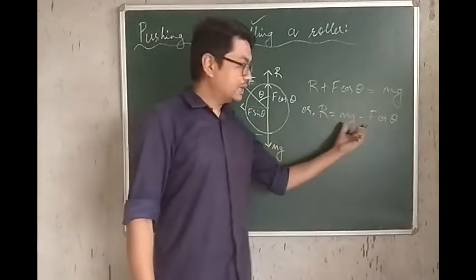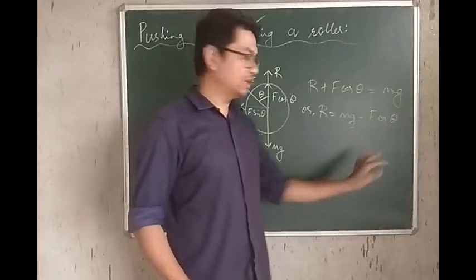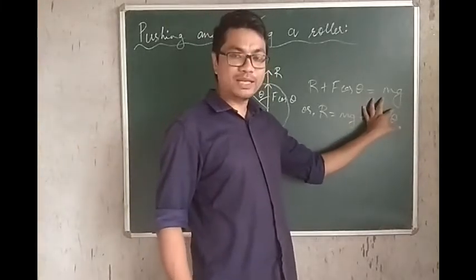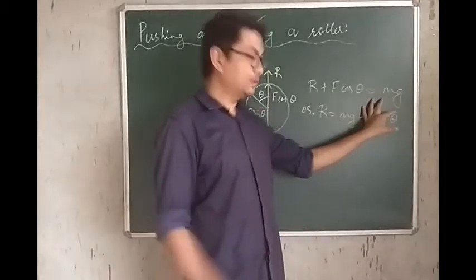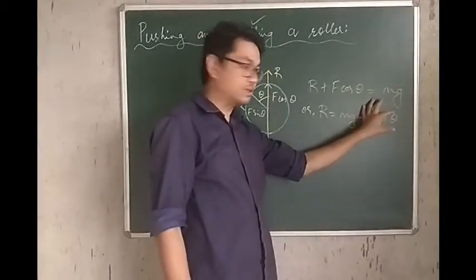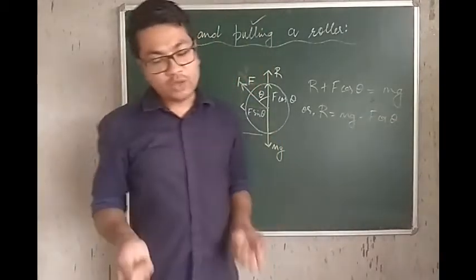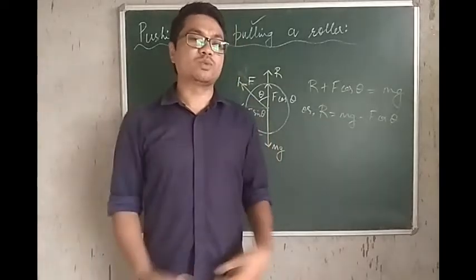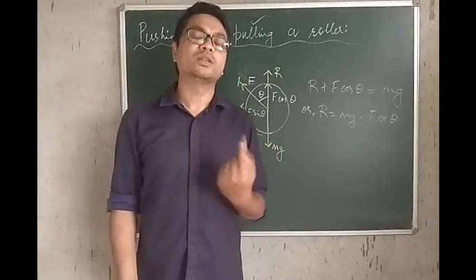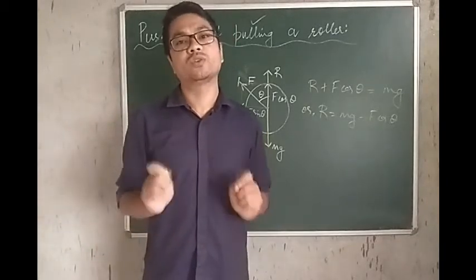So you see, initially when there was no force of pull acting on the roller, the normal reaction was simply equal to mg. But when we apply the force of pull, of course along the direction of the handle, the normal reaction is decreasing. And we already know that the weight of a body is actually equal to the normal reaction of the body. Whatever is the value of the normal reaction, that is the weight of a body.